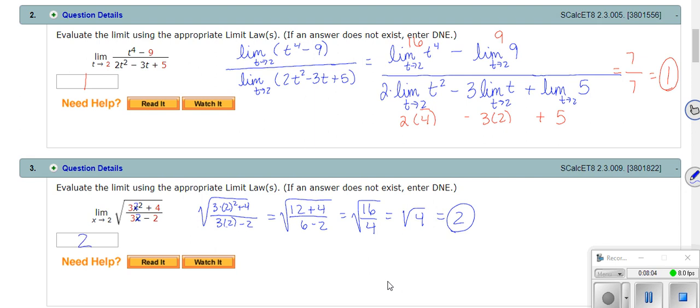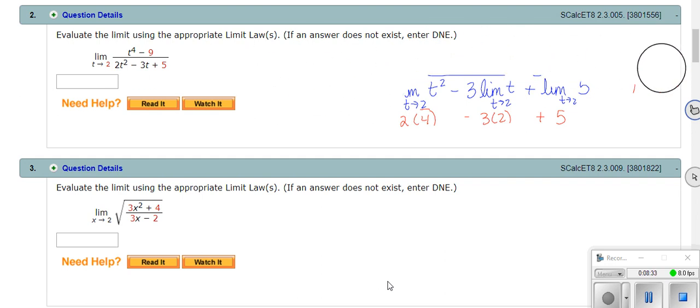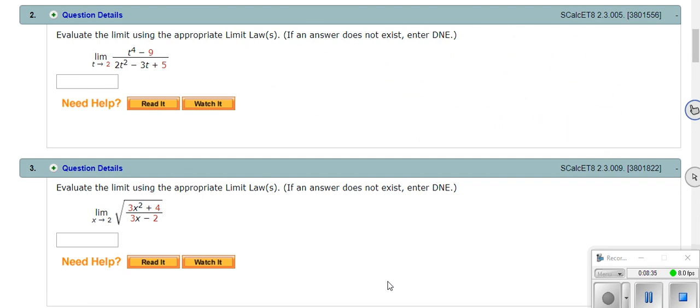So that's really all we're doing. I just wanted to show you on number 2 there, as we went through all the steps to break it out, why it is what it is. So really, as long as we don't get anything weird by substituting in what our variable approaches, like any zeros on the bottom or anything, we're okay to just plug it in and see what it gives us. Hope that is helpful. Now, moving on.